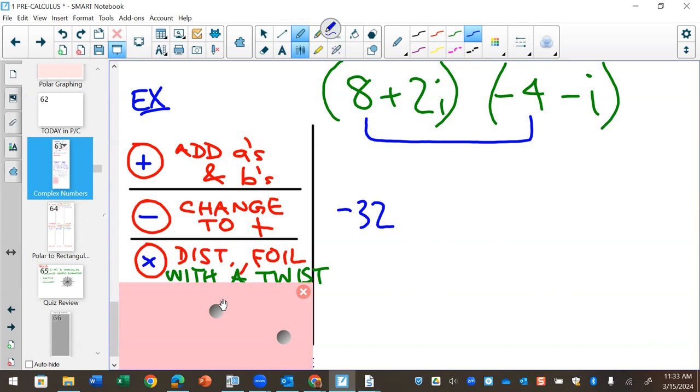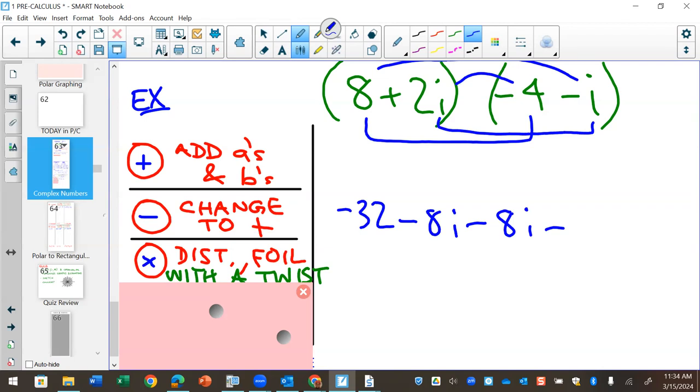Okay. Outsides. Negative 8i. Innards, minus 8i again. And then last, what is 2i times negative i? Negative 2i times i is i squared. All right, write that down, and then soak this in. What's the twist? This guy. Yeah, how about every time you see that guy, what are you allowed to turn it into?